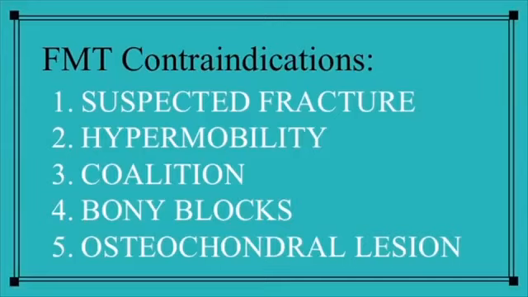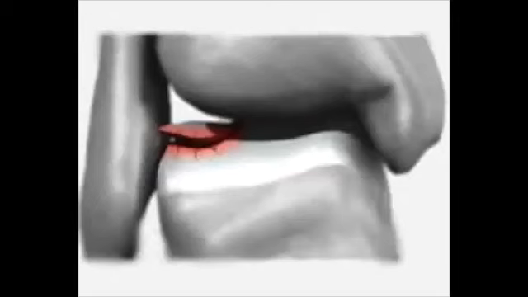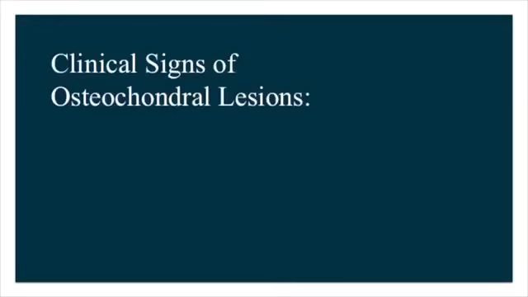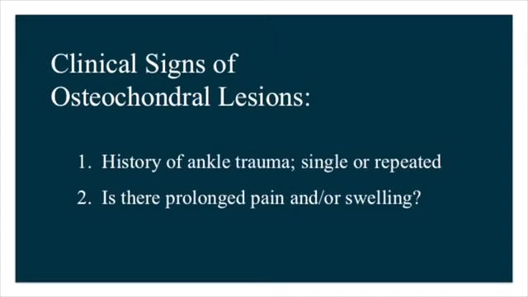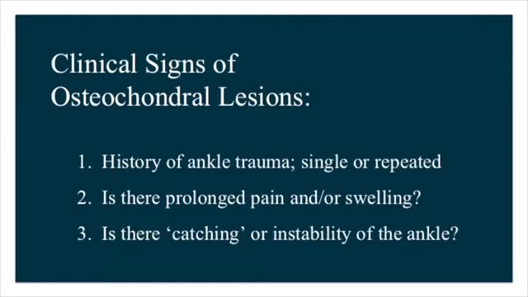This is where there's damage to the articular surface. It's like the cartilage has blistered and shows up clinically with the following signs. There's a history of single traumatic injury or repeated trauma to the ankle. Symptomatically, there's prolonged pain and swelling, even after periods of rest. And is there catching or instability of the ankle? It's an important thing to determine. If your patient reports any of these clinical signs, an MR image might be required to confirm diagnosis.